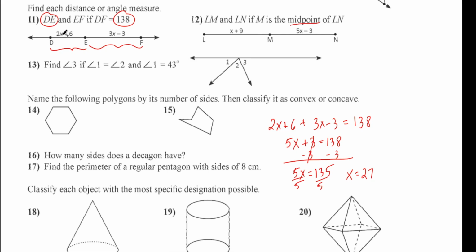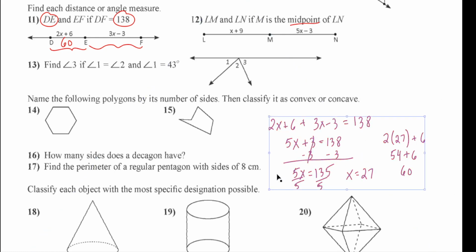So what I have to do is I got to put that x in right there. So what happens? I got a 2 times x, which is 27, and then finish it up. What else do I have to do to it? Plus 6. That's 54. Again, if you can't do that in your head, put it in a calculator. 54 plus 6, you should be able to do that in your head. What's that? 60. So what is DE? It's 60. Okay? Make sense? All right, let's go to number 12.